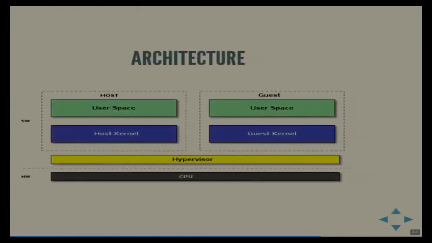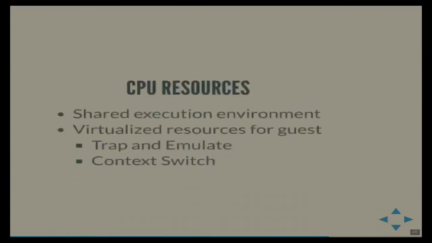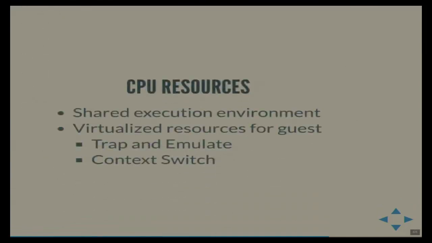So let's have a look at the typical architecture of a virtualized machine. Here we have a single execution unit, the CPU. We have the hypervisor as a software layer, and its job is to make sure the shared resource of the CPU is shared out between the host and the guest. And it can do that a number of ways. So, as I say, it's a shared execution environment, but for the virtualized guest, there are 2 things we can do. We can trap and emulate.